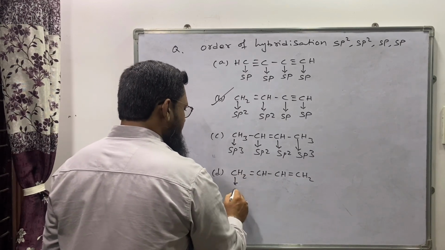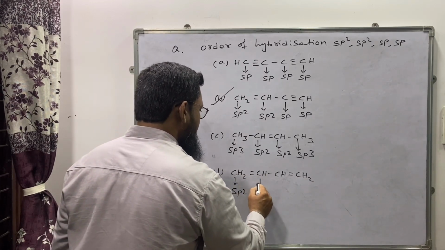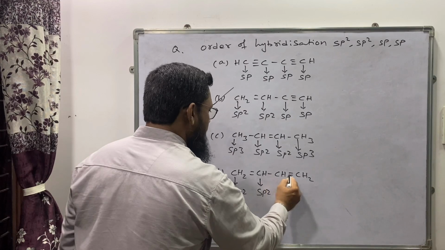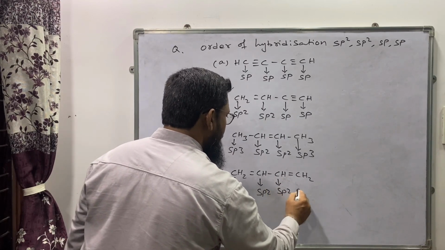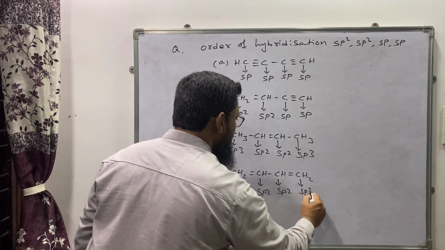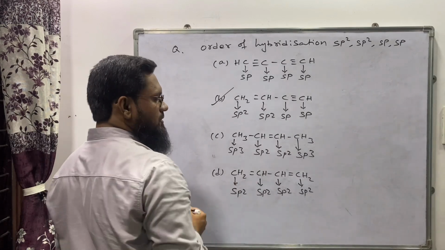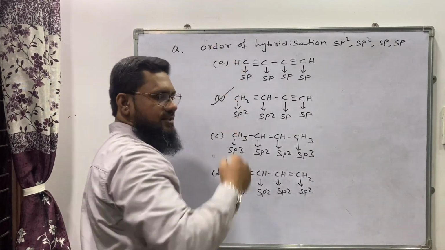Now here carbon double bond means sp2. Carbon double bond means it is sp2. So carbon double is sp2 and here also carbon double bond means it is sp2 carbon. So not the same sequence. So that's the wrong option. So this one is right.